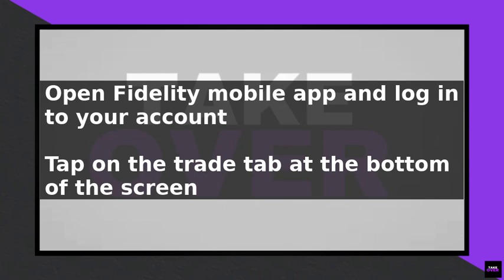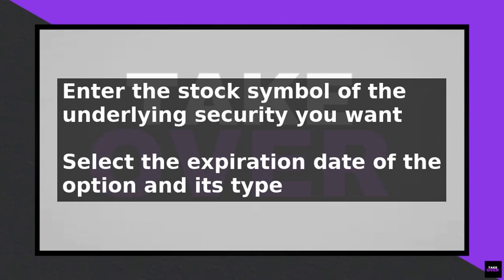Next, enter the stock symbol of the underlying security you want to trade options on. For example, if you want to trade options on Apple stock, you would enter AAPL. Then, select the expiration date of the option. Options expire on a specific date, and the value of the option will decrease as the expiration date approaches.